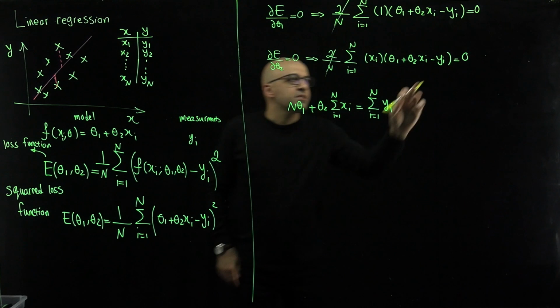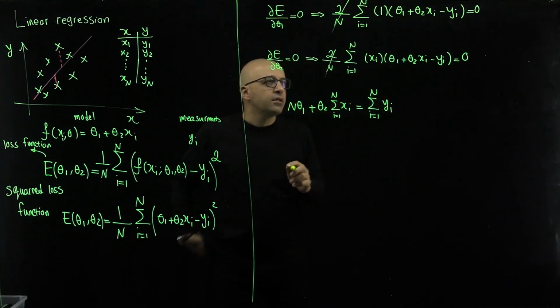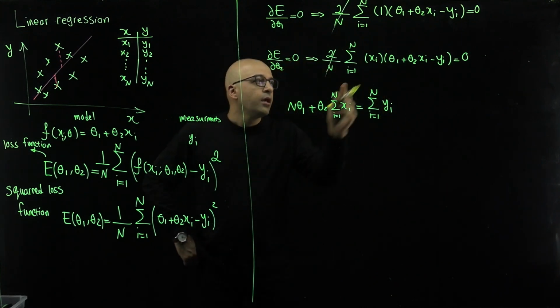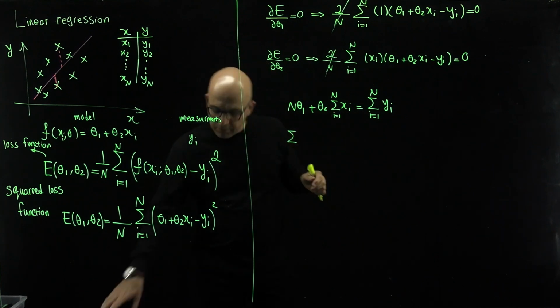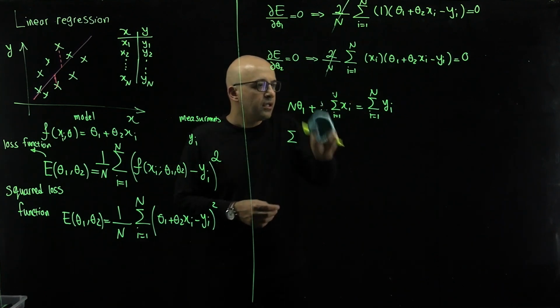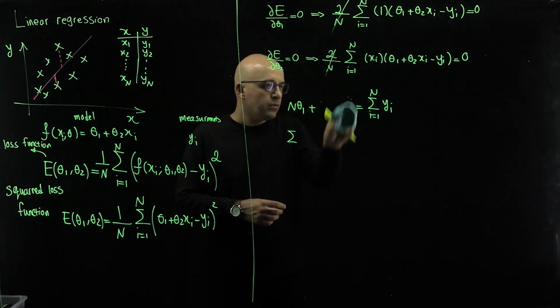So let's work out the second equation. So I have xi times theta 1, and this one, again, I can write as a summation. Let me actually, to be consistent, replace these two.